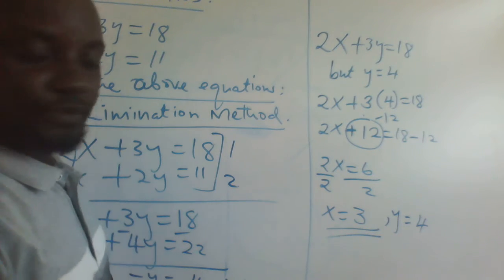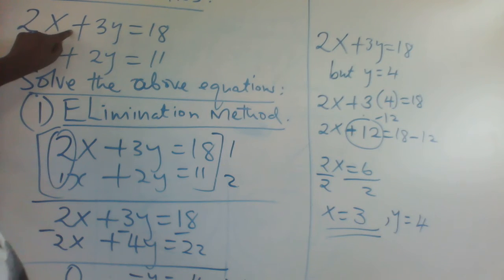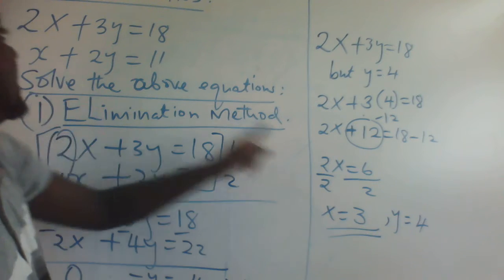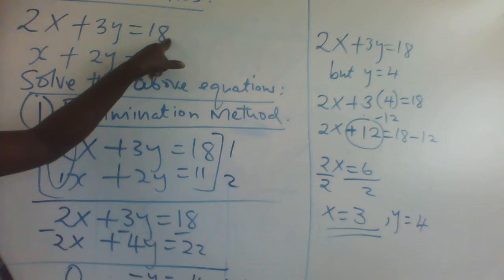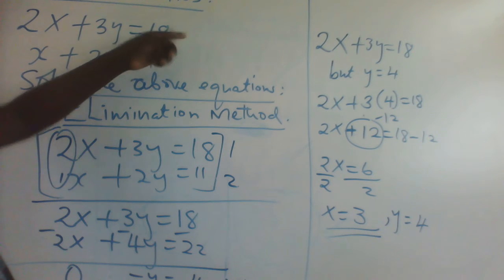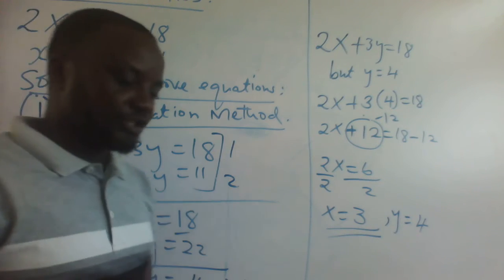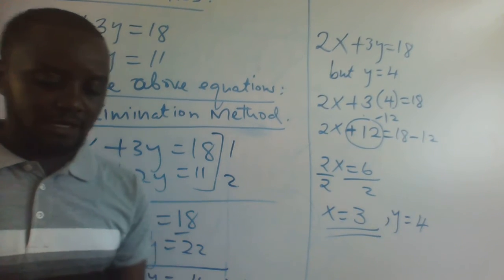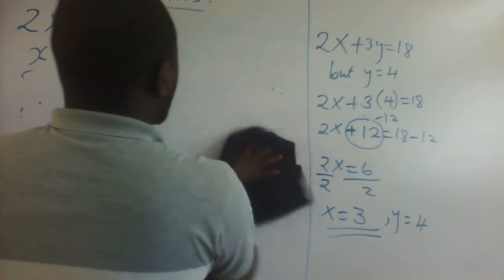After getting the solutions, these solutions must satisfy the conditions given in our equations. For example, if you take the value of x and substitute it here, and the value of y and substitute here, it should give you 18. That means 2 times 3 is 6, 6 plus 3 times 4, which is 12, will give you 18. This is the elimination method that you are taught in Form 1.